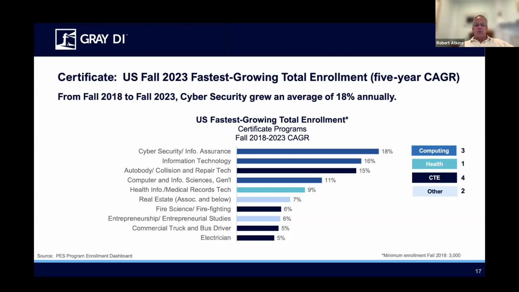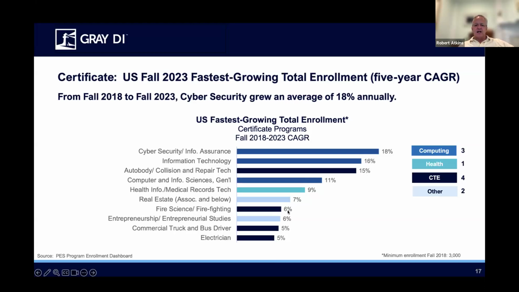Now, health only had one entry here, which surprised me. I would have expected that to be more robust. Health information and medical records tech up 9%. Career and technical education did well. Auto body collision and repair up 15%. I don't know if that means we're crashing more cars, or if there's just more interest in that.